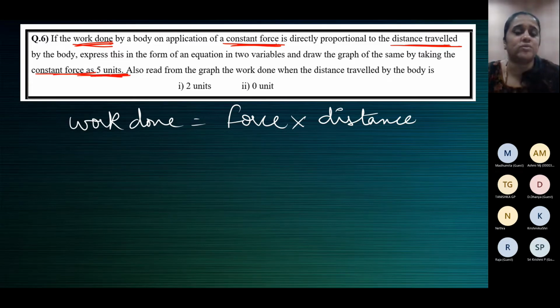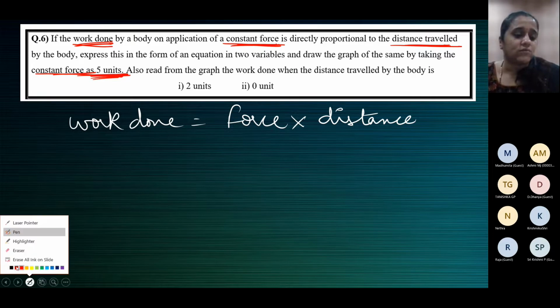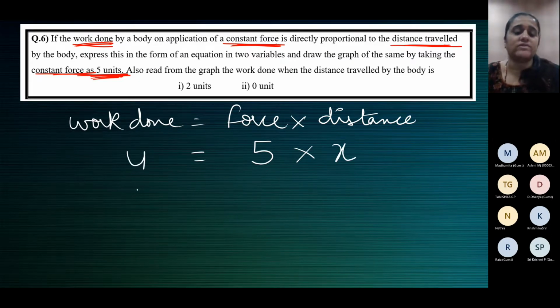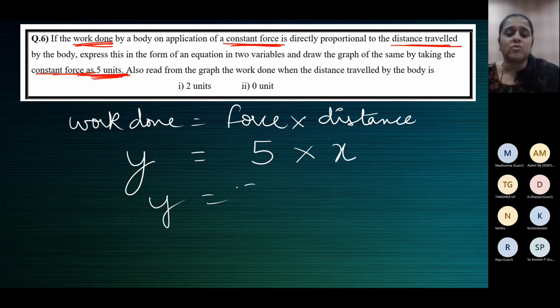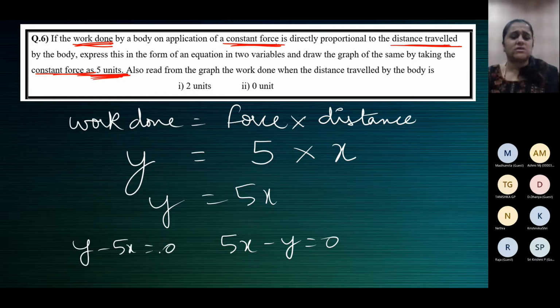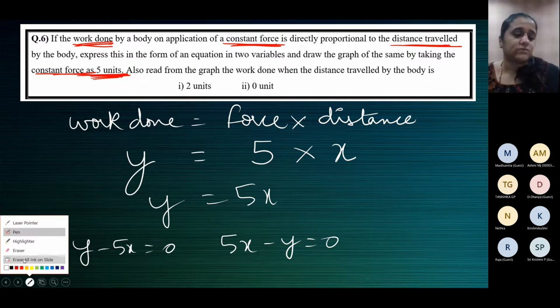Now the constant force, you can see in the question, is given as 5 units. So where there is force in the formula, take 5. Under force, I'm writing 5 into distance, which I don't know, so x. Work done also is not given, so y. So y is equal to 5x is the required equation, or in the standard form, 5x minus y is equal to 0, or you can write y minus 5x is equal to 0, whatever. So that's about the equation.